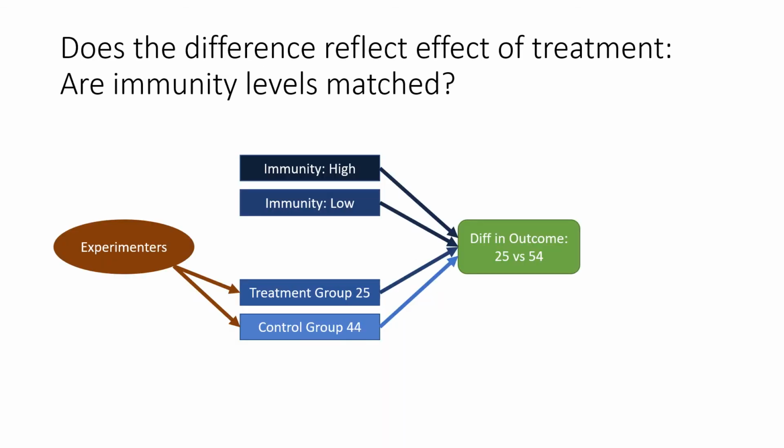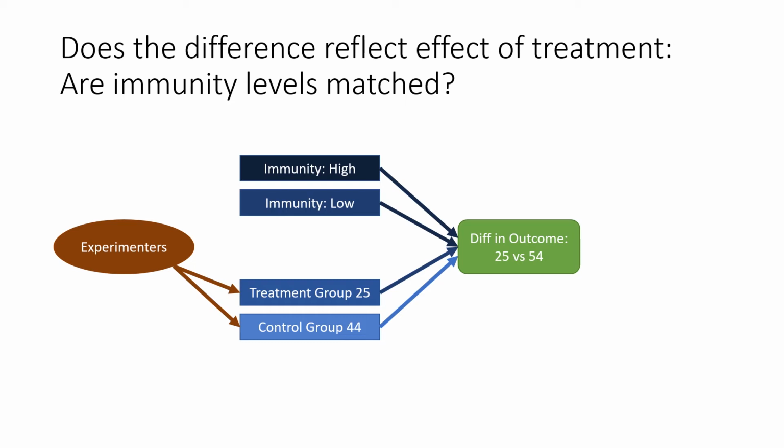From that data, it looks like the drug worked. In the treatment group, we had 25 per 100,000. In the control group, we had 54. It seems like the treatment reduced the polio cases from 54 to 25. So basically, the number of polio cases was cut in half.